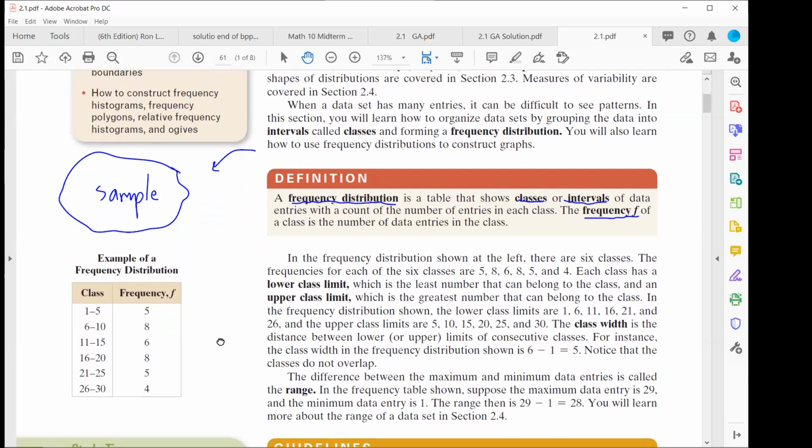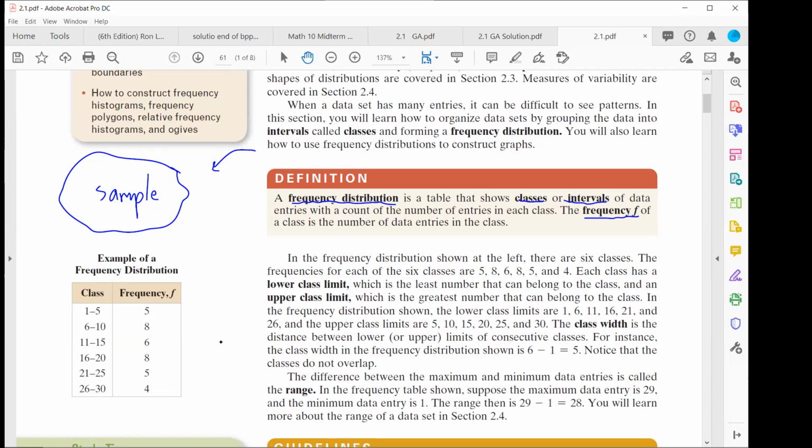Group 2, please continue. In the frequency distribution shown at the left, there are 6 classes. The frequencies for each of the 6 classes are 5, 8, 6, 8, 5, and 4. Each class has a lower class limit, which is the least number that can belong to the class, and an upper class limit, which is the greatest number that can belong to the class. In the frequency distribution shown, the lower class limits are 1, 6, 11, 16, 21, and 26. And the upper class limits are 5, 10, 15, 20, 25, and 30.